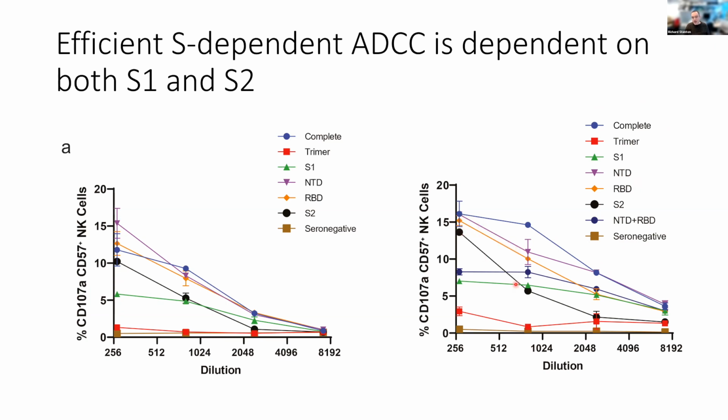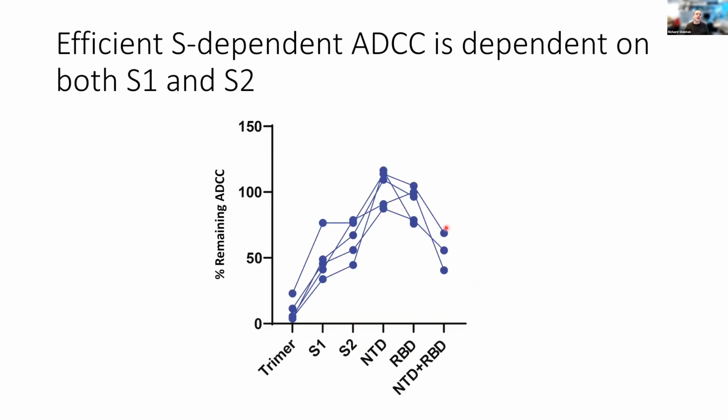Depleting the S2 domain, again, had quite a larger impact, and depleting either NTD and RBD together or all S1 antibodies also had a partial impact. And so the conclusion, or I should say, actually, there's quite a lot to get your head around. I've got a summary graph here.